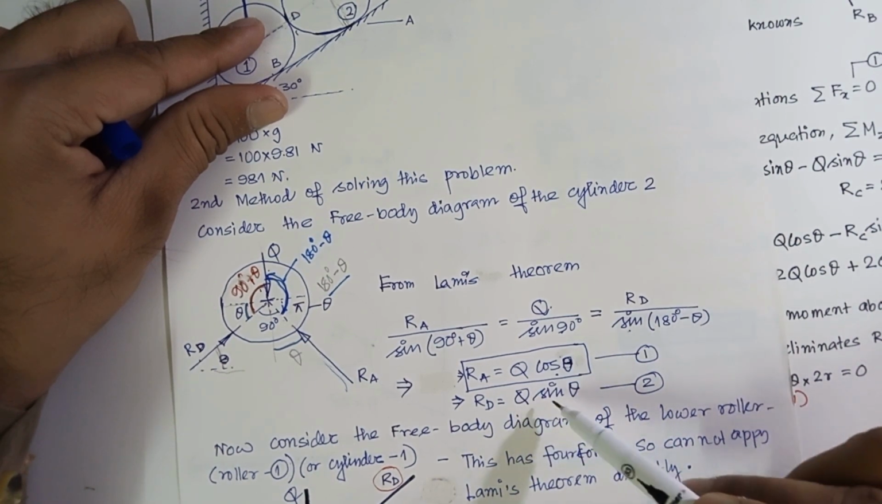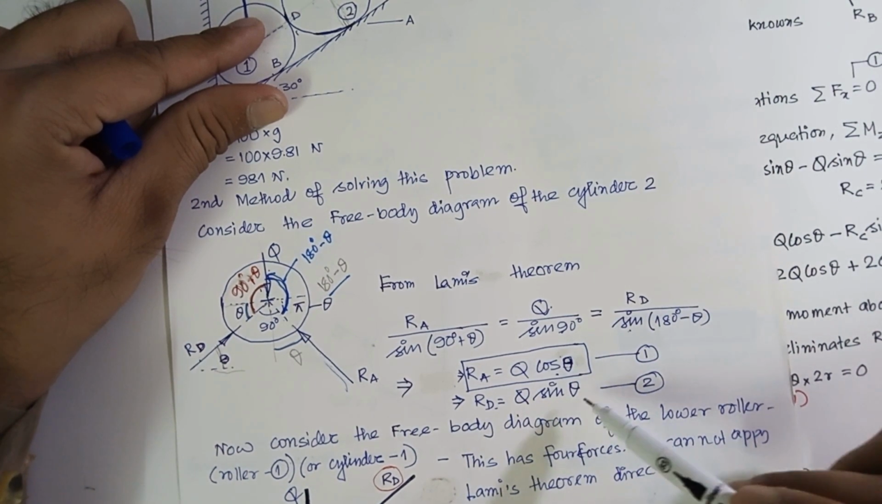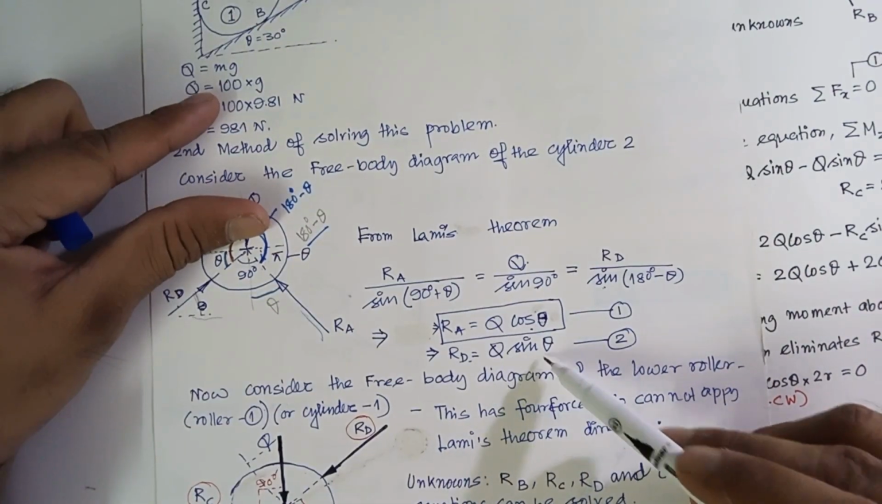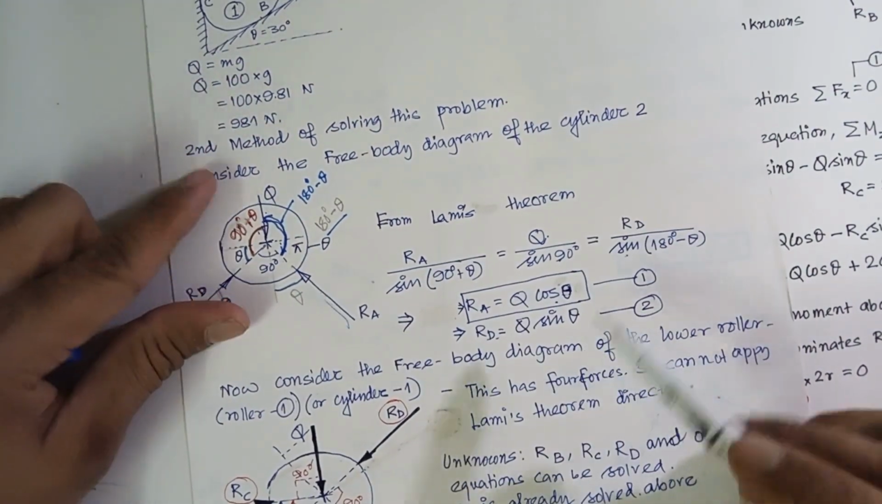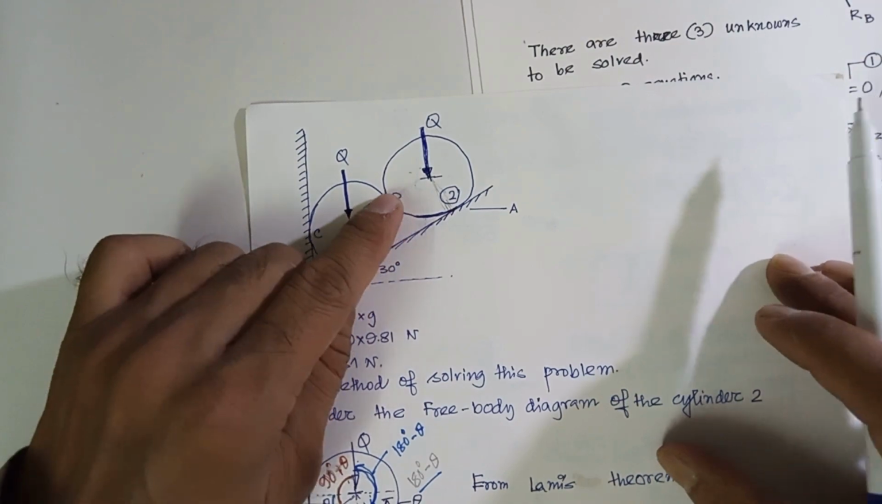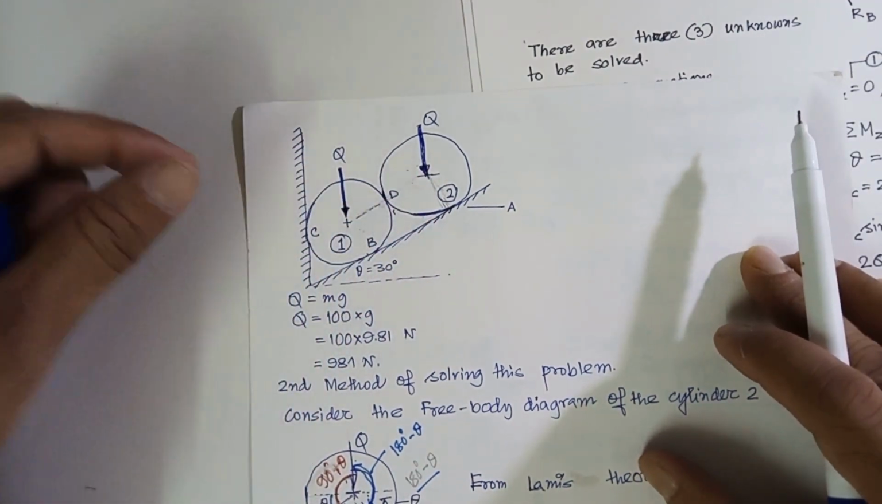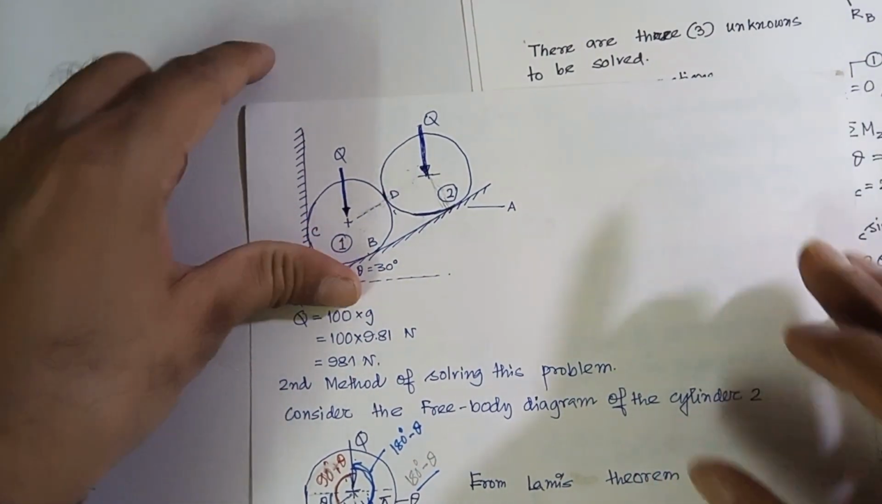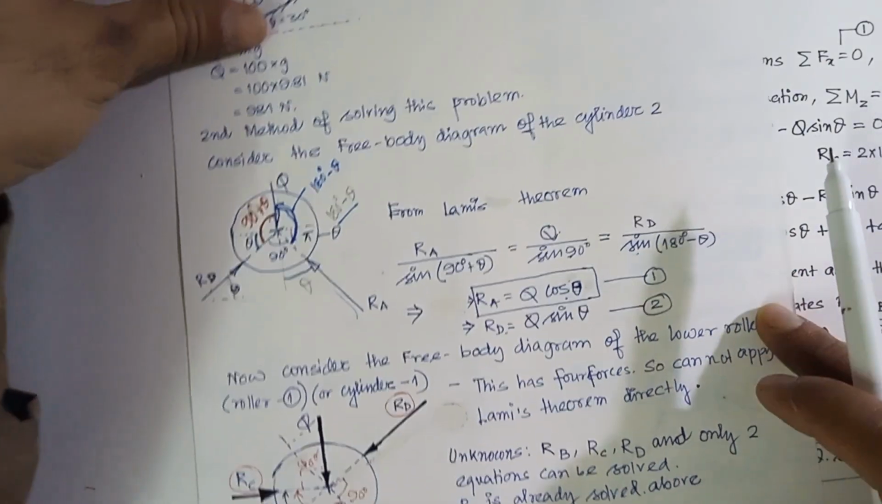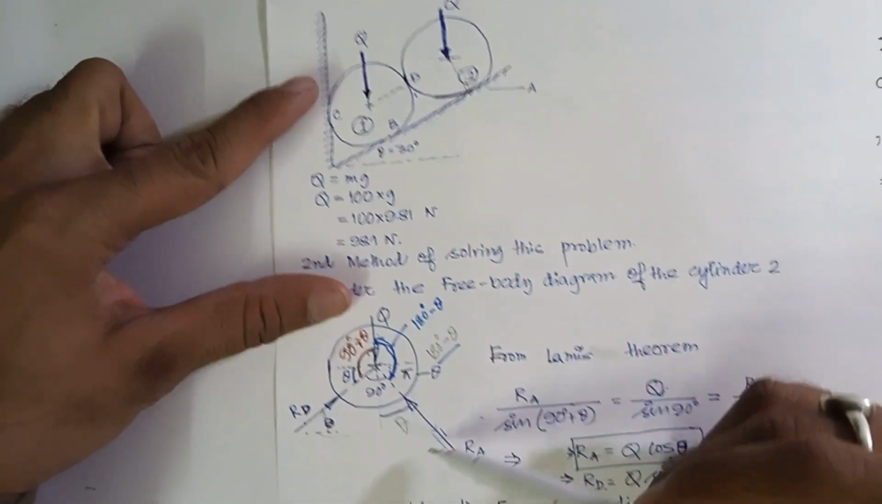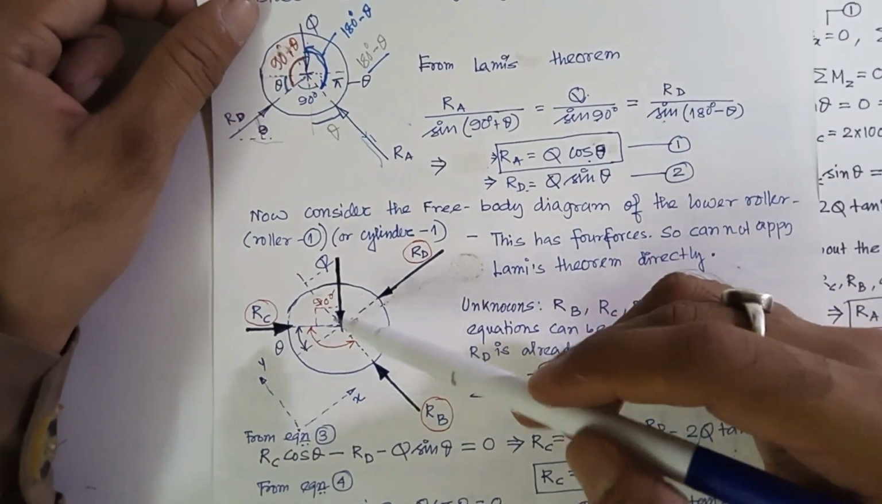So RD is equal to Q sine theta. These two we have determined first from the free body diagram of the top roller. The top roller will include three forces, so that we will solve first. Next, once I know RA and RD, now we will draw the free body diagram of the lower roller.